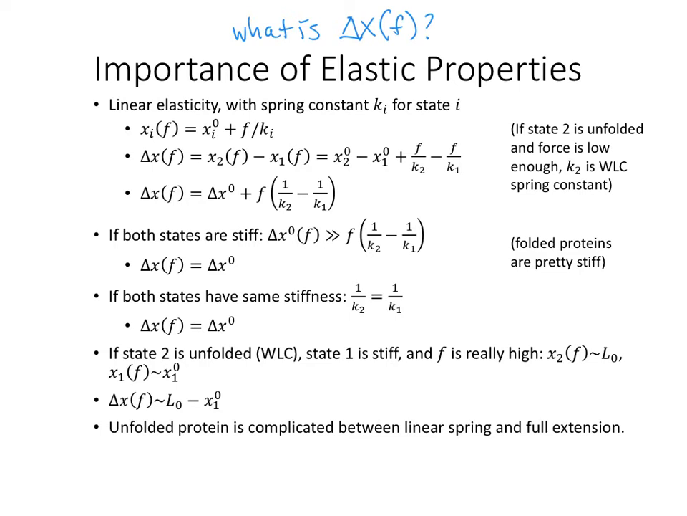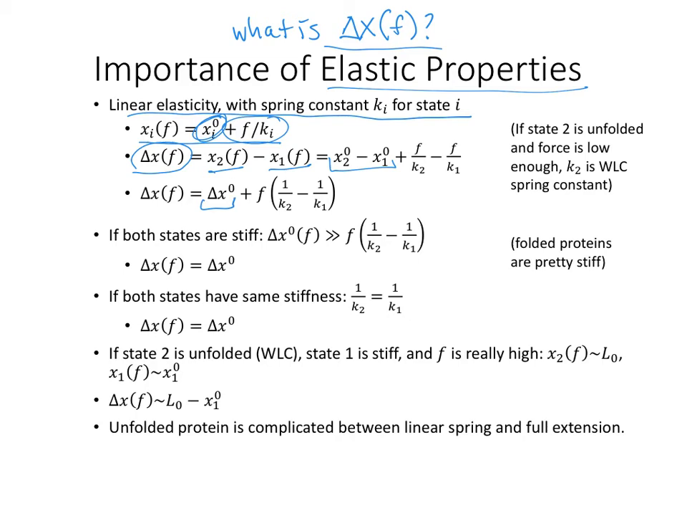The previous slides depended on the difference in length between the two states at force F. And this depends on the elastic properties of the molecule in the two states. If we have linear elasticity with spring constant Ki for state i, then we can express each state as the sum of the state without force plus force divided by that spring constant. And then the difference in states is just the difference between the two. So we'll subtract the two distances without force, which of course is the difference delta x naught.